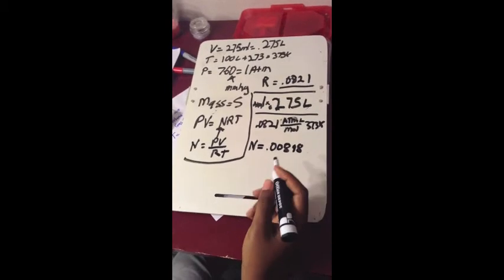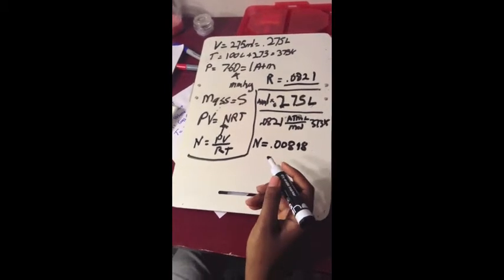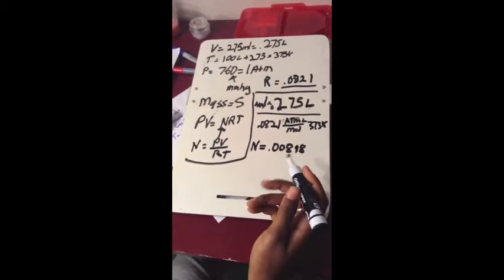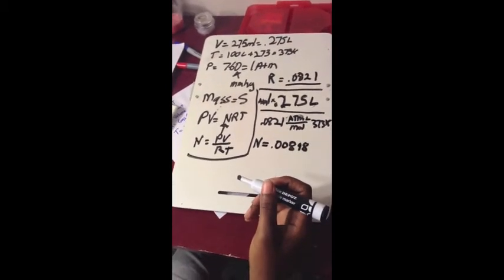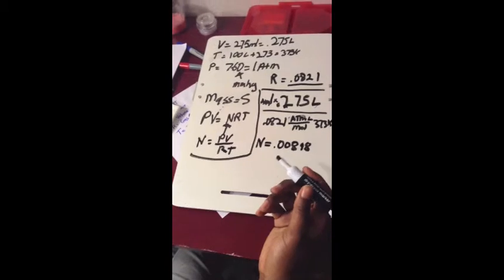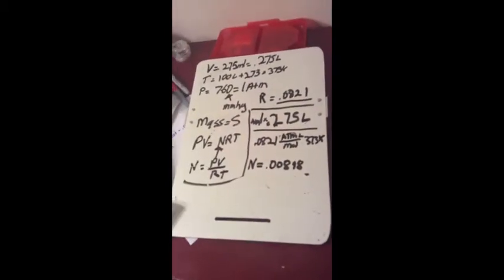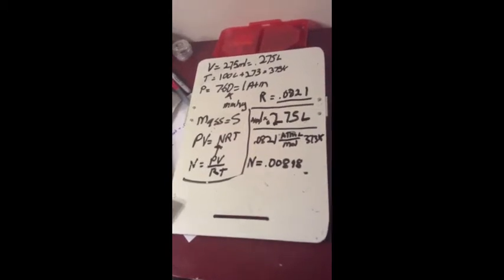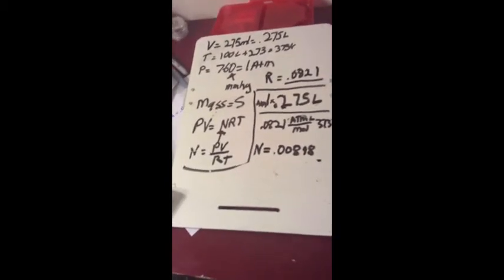So now that we know the moles of our salt, we need to figure out the molar mass of the unknown salt. Now that we know our moles, we need to use the equation for molar mass to figure out what the unknown salt was.